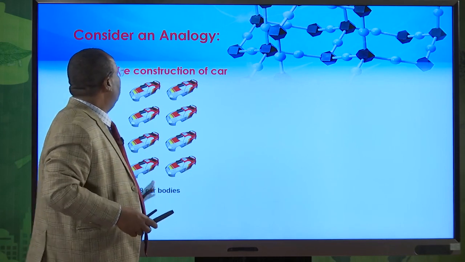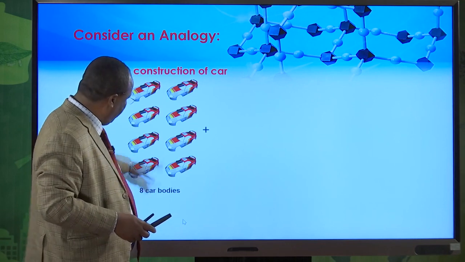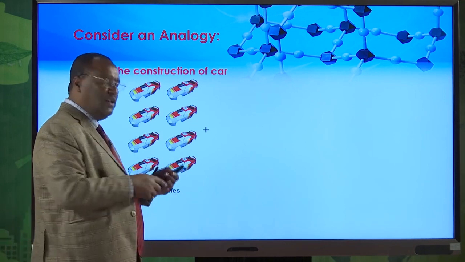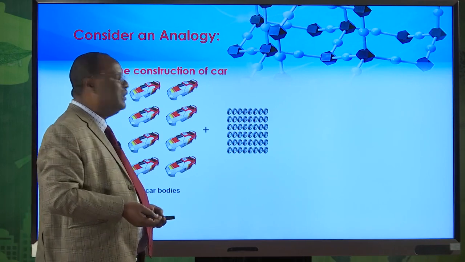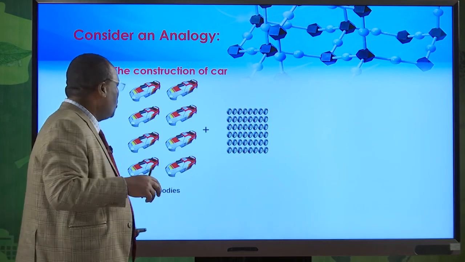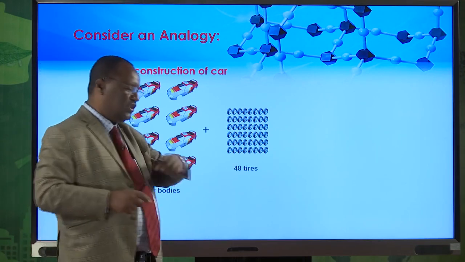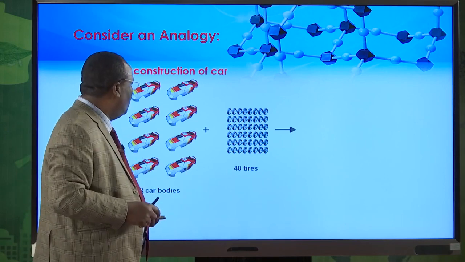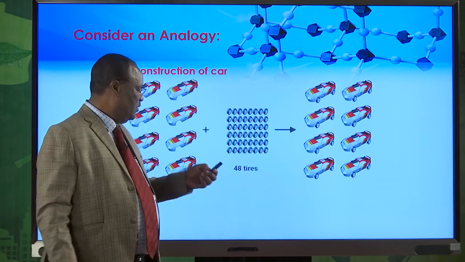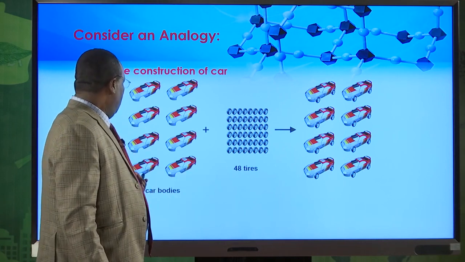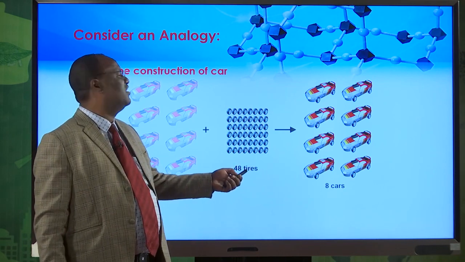Another analogy to make the determination of limiting and excess reactants clearer: consider the construction of a car. Here you have car bodies. How many car bodies are there? 8 car bodies. These car bodies need tires. Each car needs 4 tires to construct one car. Here you have 14 tires. 8 cars are produced or constructed.